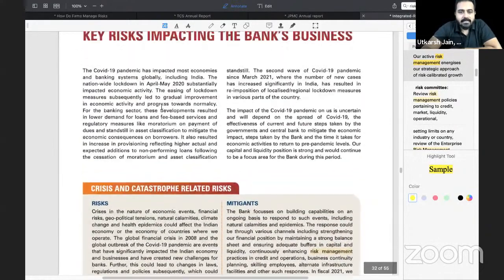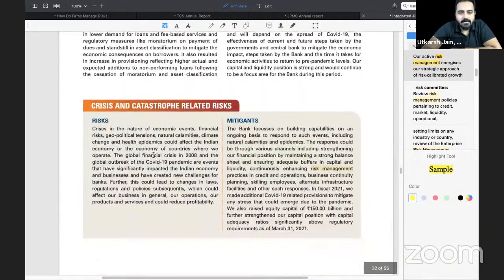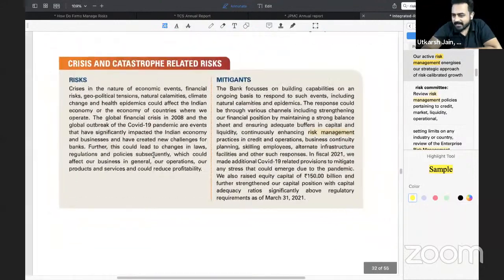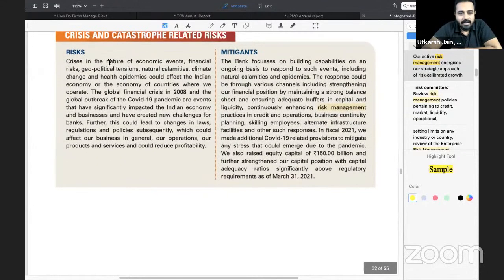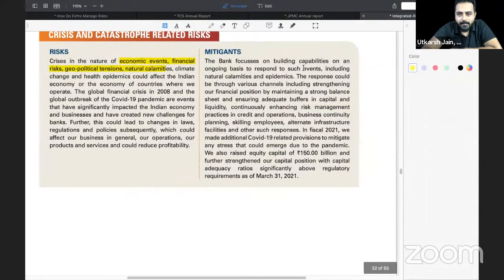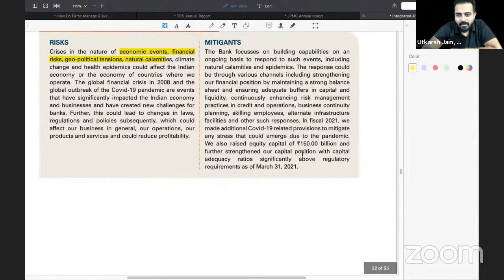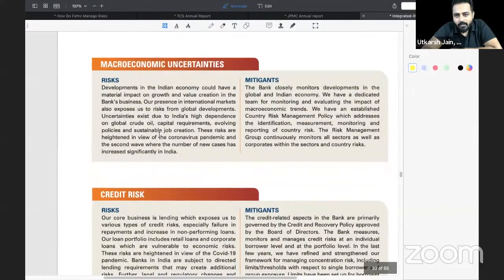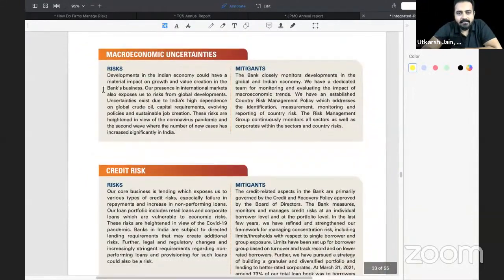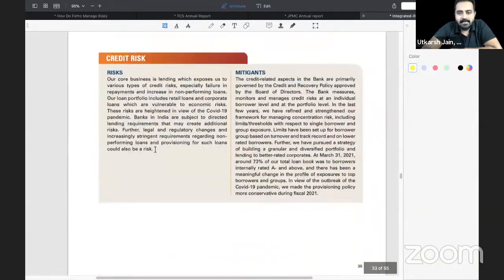Okay, key risks impacting the bank's business. The first risk they've listed is crisis and catastrophe related risk. Okay, so crises are in the nature of economic events, geopolitical events, natural calamities, and whatnot here. And then I'm sure they have general discussion. Then macroeconomic uncertainty is a risk. Okay, credit risk. Let's read this.